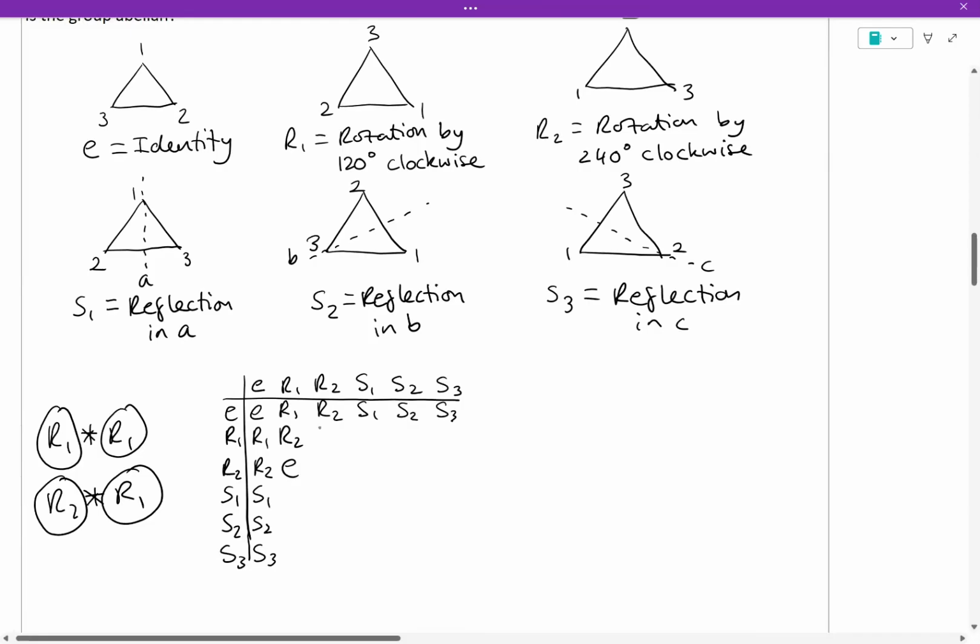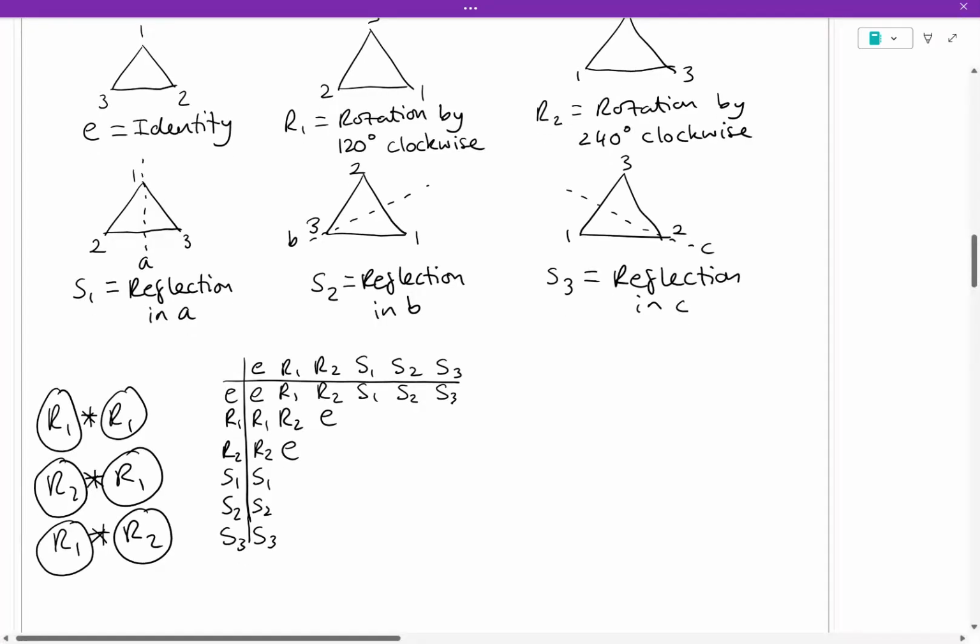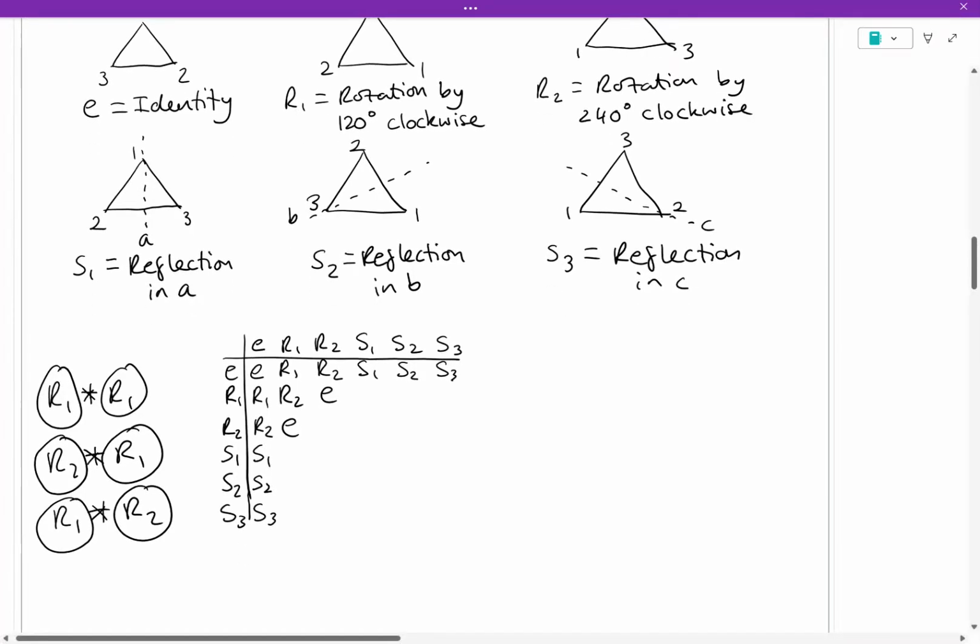Now let's move over here. This time it's going to be R1 combined with R2. So we do R2 first, which is a rotation by 240, followed by 120. That's going to give me 360, which is going to be E again. And actually what we'll find is it doesn't matter which order you do your rotations in. They are commutative for the rotations. So that will just help you fill things out a little bit quicker.